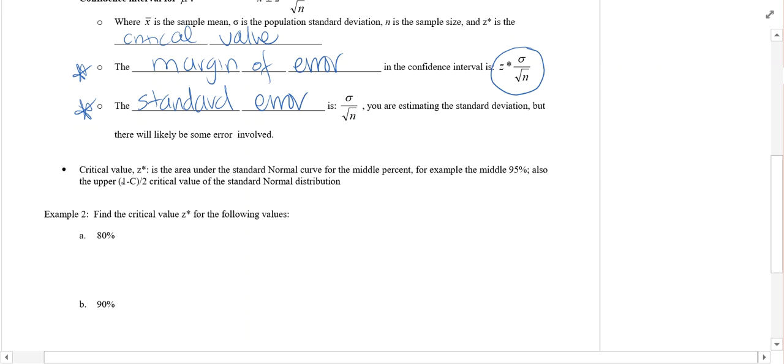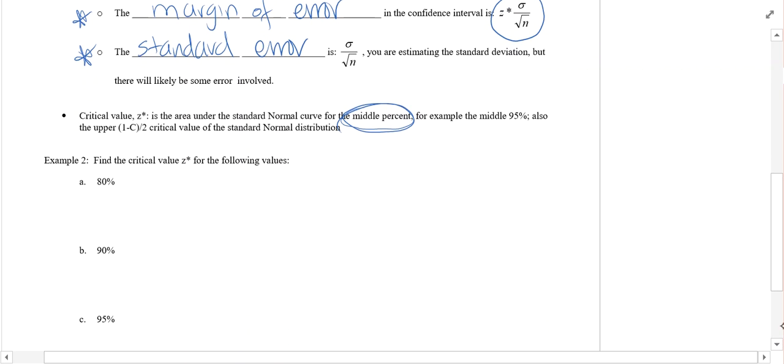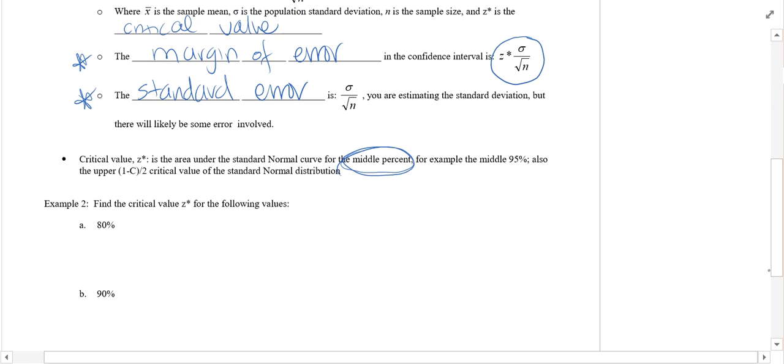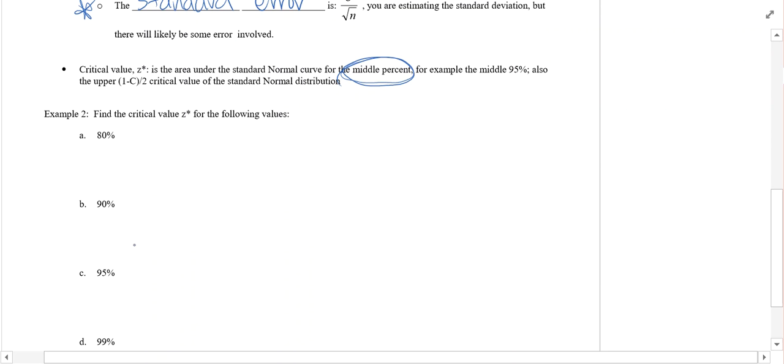Okay, so the critical value Z star is the area under the curve for the middle percent. Key thing here: the middle percent. So, for example, the middle 95%, and here's this little formula that I will show you how that works. We're going to skip a couple because they're not really that helpful. So we're going to do 90%. We see that confidence interval a bit.